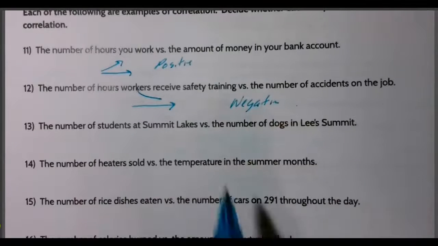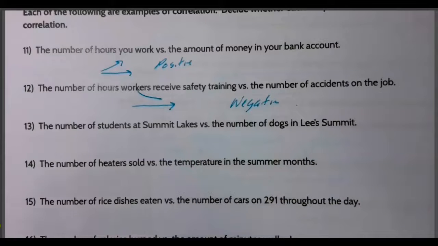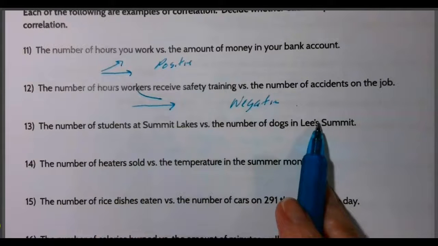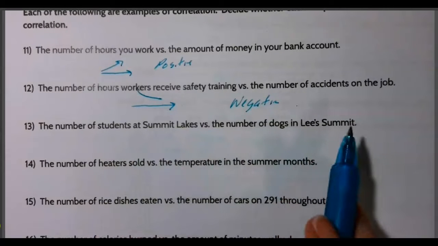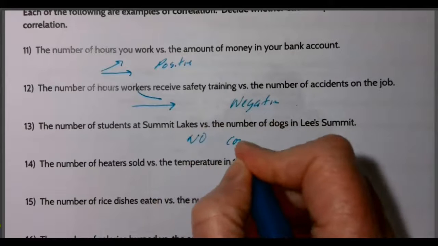The number of students at Summit Lakes versus the number of dogs in St. Louis. What does the number of students at Summit Lakes have to do with the number of dogs in Lee's Summit? Nothing. If they have nothing to do with each other, then this one's a no correlation.